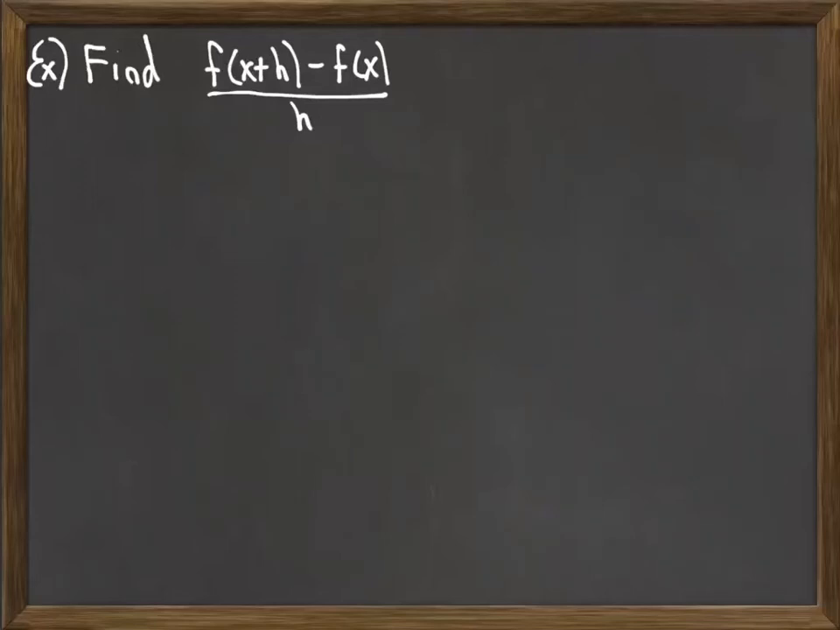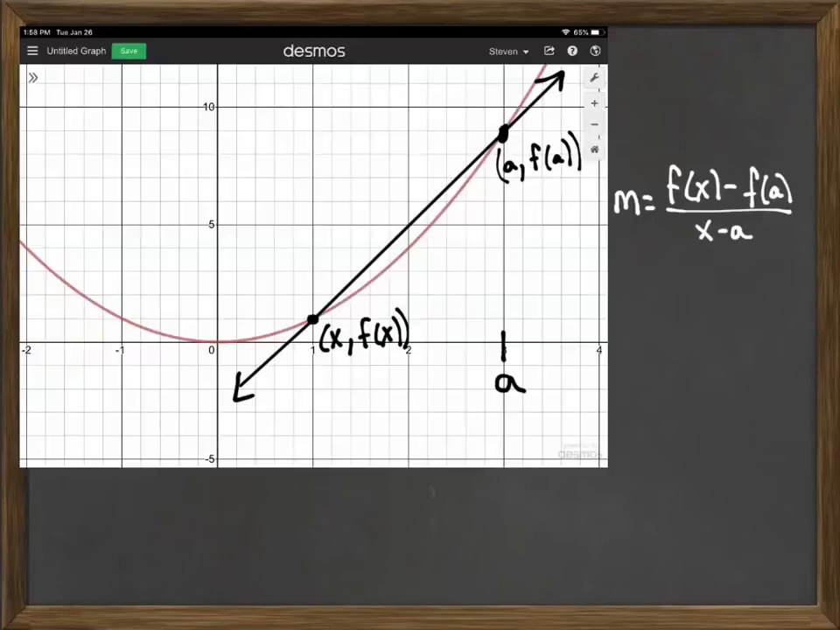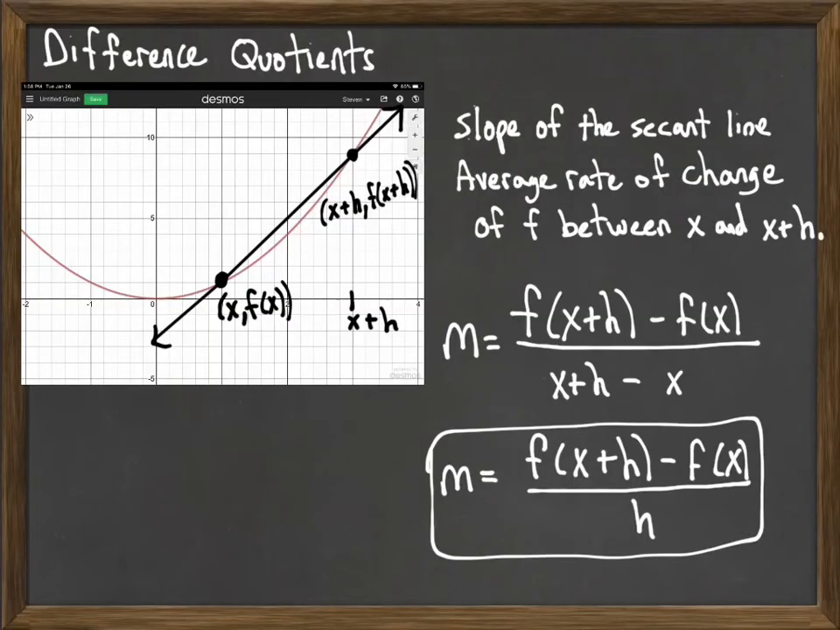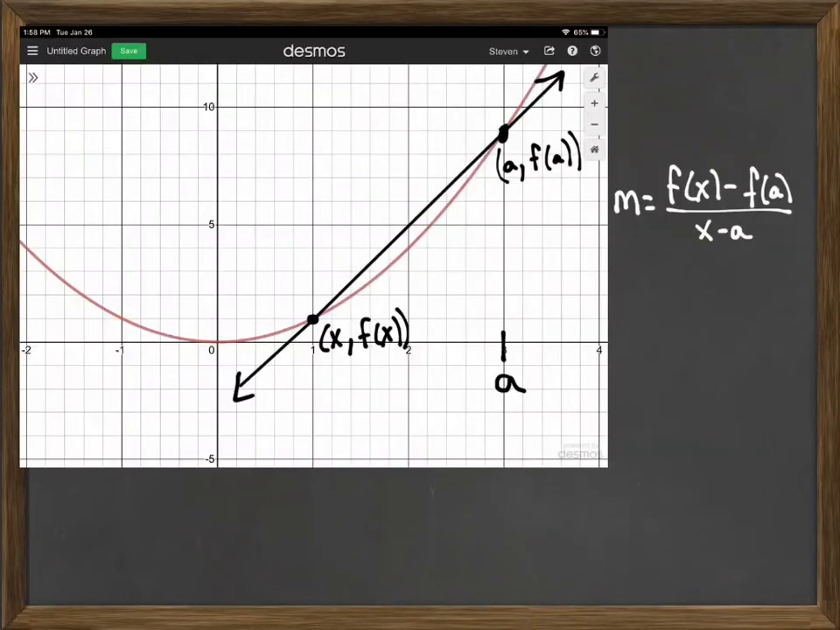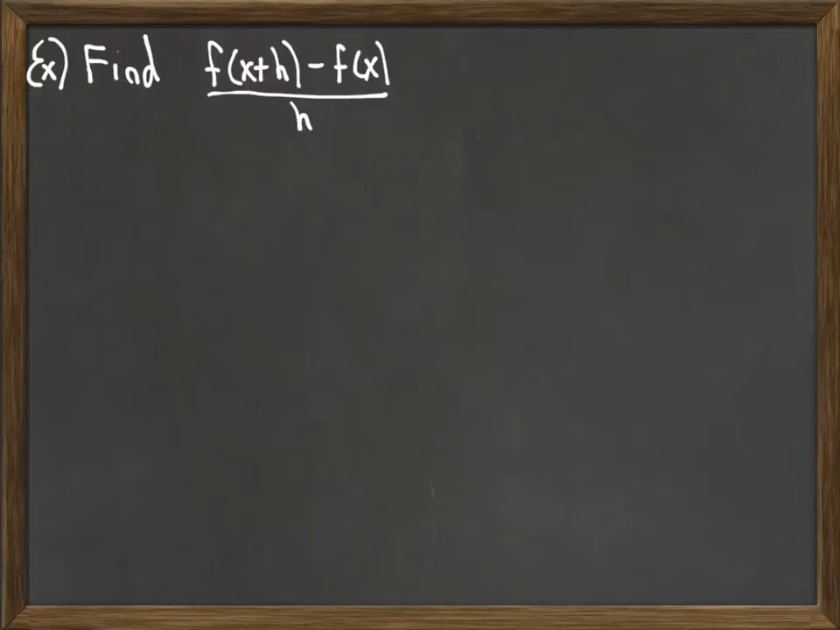In the previous two videos, we've talked about what a difference quotient is. We first looked at the one where we labeled our points as x, f of x, and x plus h, f of x plus h. And then the second one was when we labeled them as x and a. And so what we want to look at now is actually computing these difference quotients.